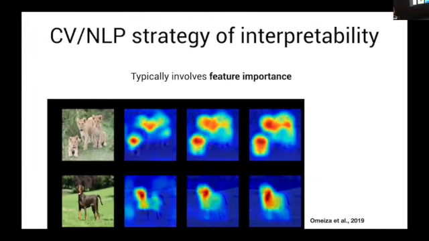The traditional strategy of interpretability typically involves feature importance. This is like a saliency map for a classifier. If you interrogate the output of the classifier and you see what part of the image it is most sensitive to, it gives you this kind of mapping. So it says, okay, I'm looking at the dog's face maybe, or I'm looking at the lion's face.